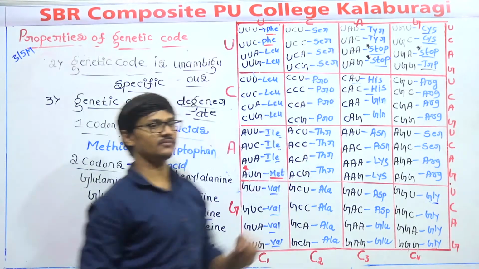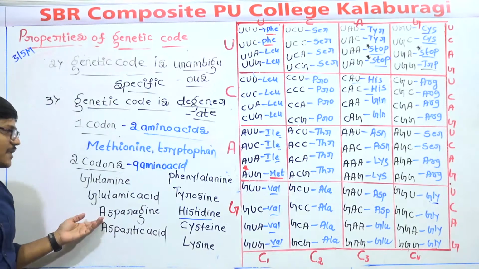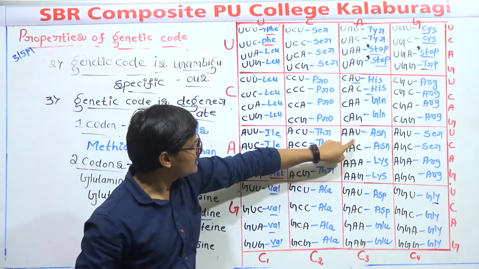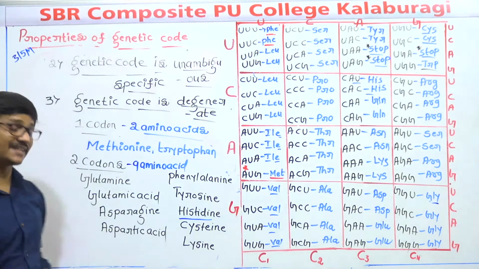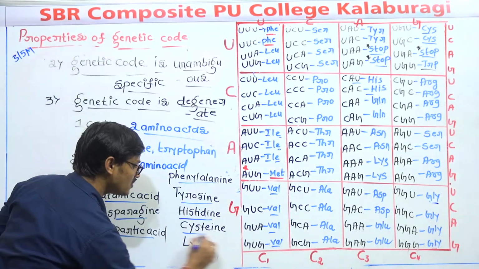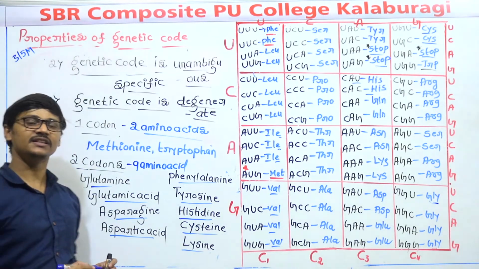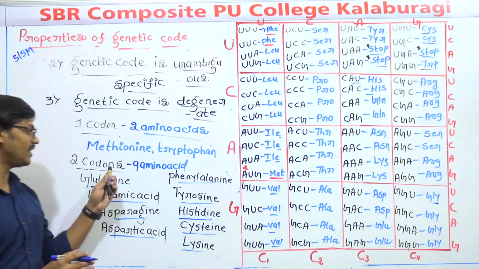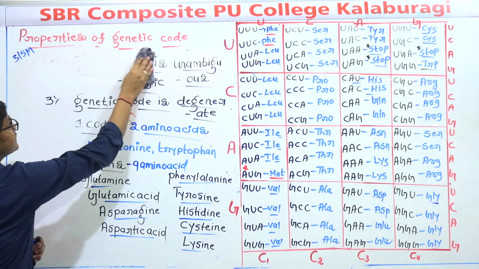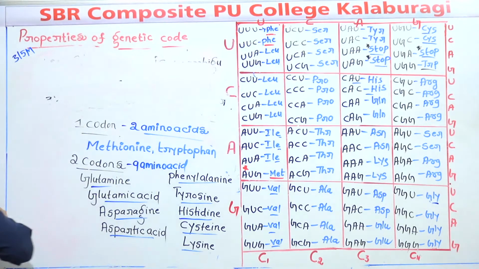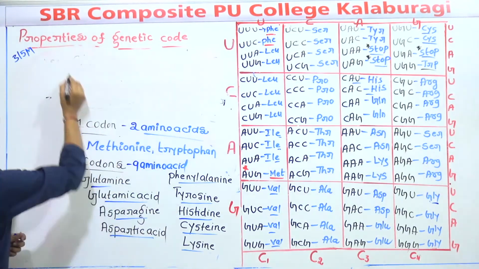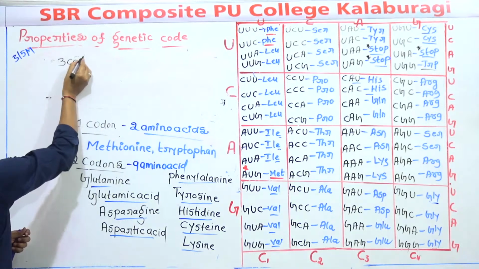You can check again this asparagine. See? Here, asparagine is having 2 codons. It means these 9 amino acids, each one of them is having 2 codons. And still there are some other amino acids which are having 3 codons.